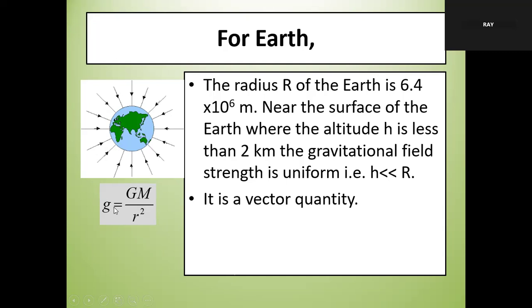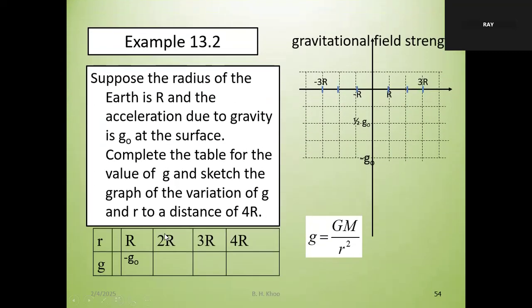Remember, g is a vector quantity, and you must know how to draw the graph. Where you are given the radius of the Earth is r, and at the surface of the Earth is g0. Complete the table. Gravitational field strength g, there's r, small r, distance away. So at the surface, you are given g0. You don't have to put a negative sign if you don't want to. It's up to you. Not necessary. But I put a negative there because it's an attractive force. At the surface, you put g0 there.